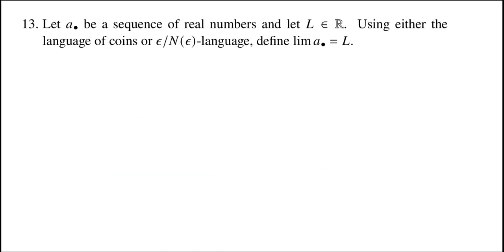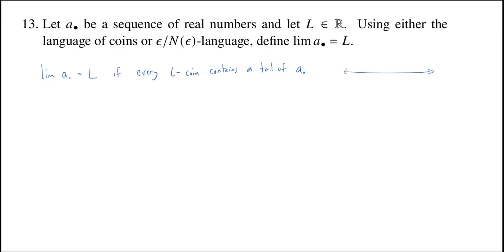Okay, so let's take a look at problem 13 then. In this problem A, it's just a definition problem. We're given a sequence A of real numbers, L is some real number, and we want to use either the language of coins or this epsilon, N of epsilon language to define what it means for the limit of A dot to equal L. So let's actually use both languages. The limit of A dot is equal to L if every L coin contains a tail of A dot.